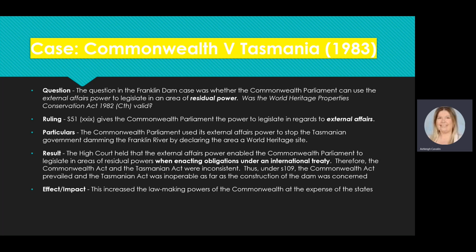The High Court held that the external affairs power enabled the Commonwealth Parliament to legislate in areas of residual powers when enacting obligations under an international treaty. Therefore, the Commonwealth Act and the Tasmanian Act were inconsistent with each other. They then applied Section 109, and the Commonwealth Act prevailed and the Tasmanian Act was inoperable as far as the construction of the dam was concerned. Essentially, the impact is that through external affairs powers, this increased the law-making power of the Commonwealth at the expense of the states.